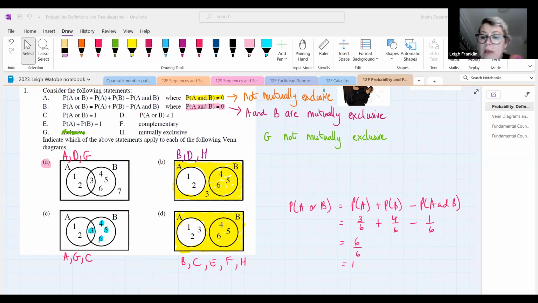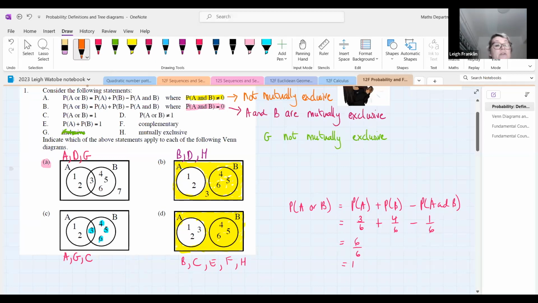The word "and" means both at the same time. The word "or" means one or the other or both. So if I say A and B, let's look at diagram A. A and B is this that I've shaded in orange. That's A and B. It's both at the same time.